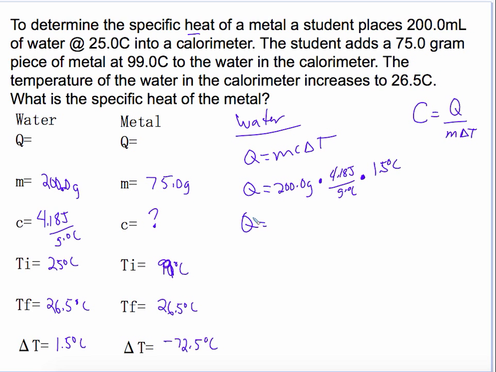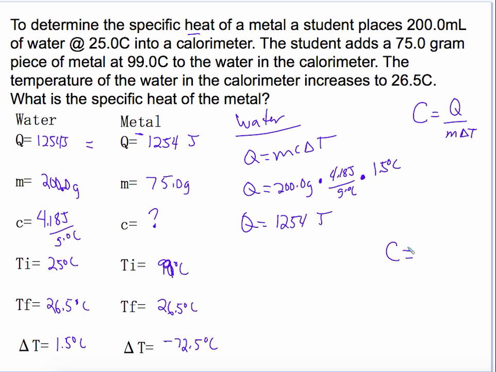And so Q is going to be an energy number. It's going to end in joules. So 200 times 4.18 times 1.5. I get 1254. Okay, so the water gained 1254 joules of energy. Well, it got it from the metal. So the metal just lost that much, you just make it negative.